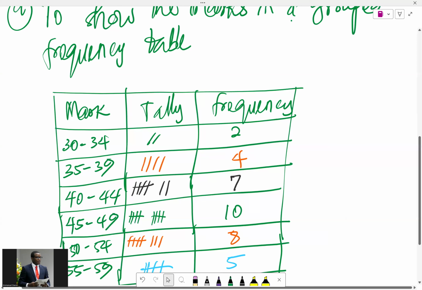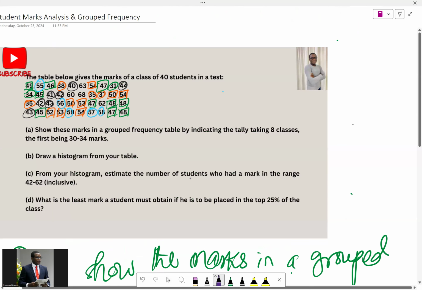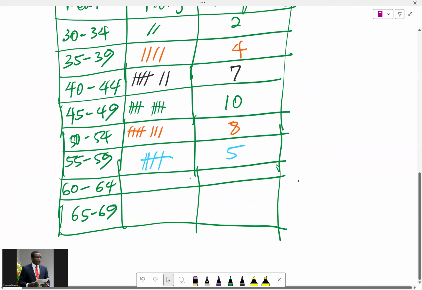Okay. 60 to 64. This is one, two, three. 60 to 64. Yeah, I think that's all. One, two, three. So that's just three. One, two, three. And we have this.